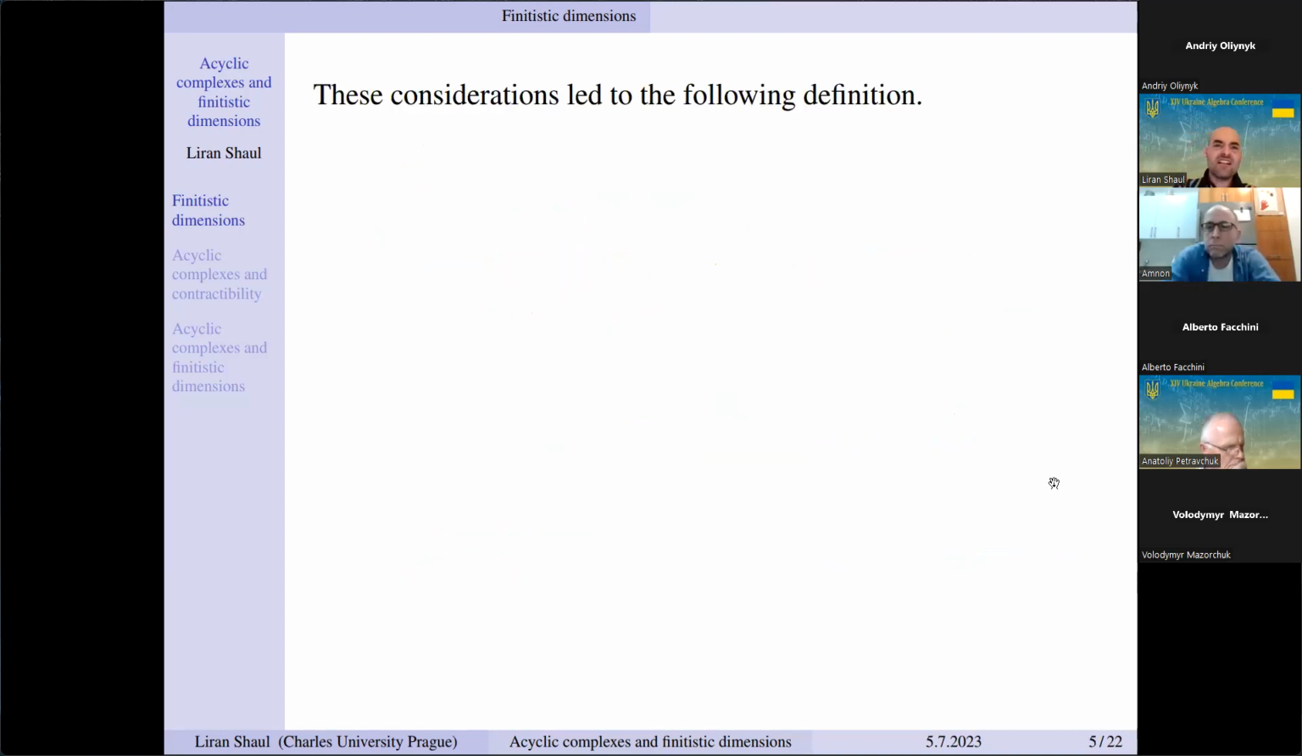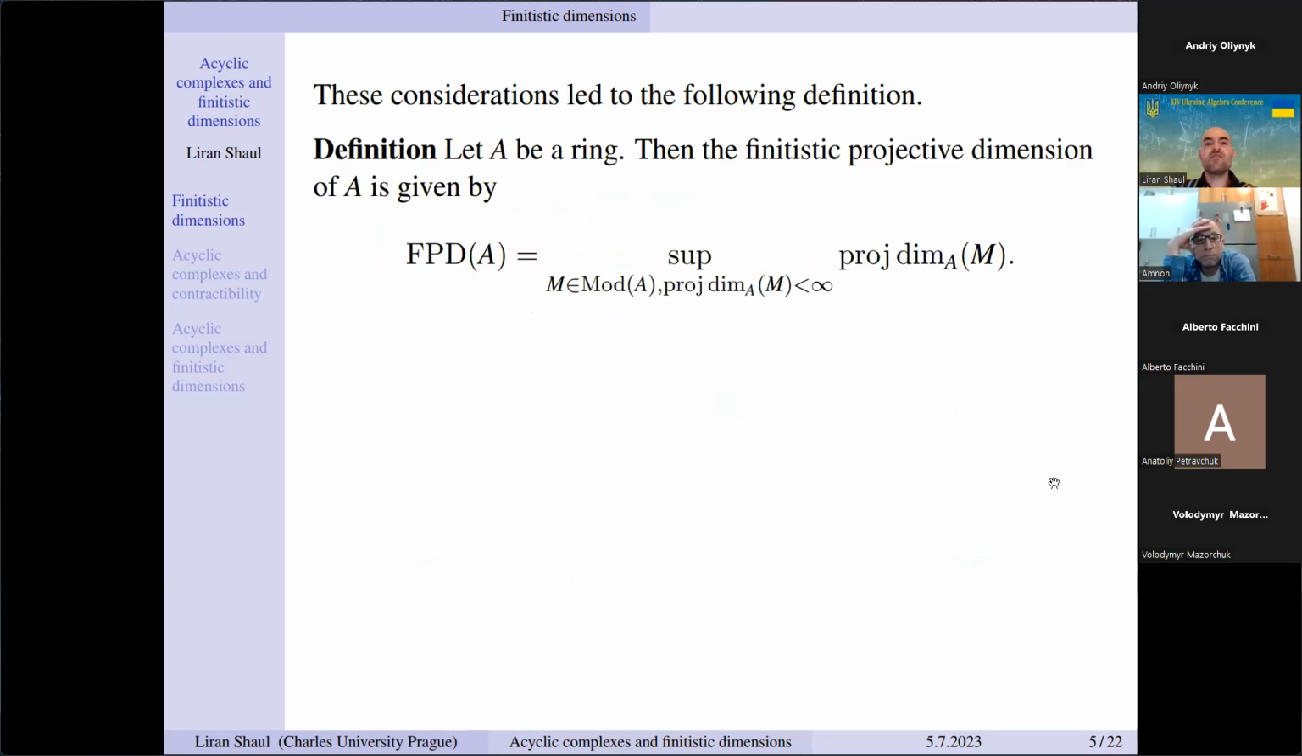This kind of idea led Kaplansky already in the 1950s to give the following definition. The finitistic projective dimension of a ring is the supremum of projective dimension, but taken not among all A-modules, but only among all A-modules of finite projective dimension. So I restrict to modules of finite projective dimension, and among them, I take the supremum of projective dimension.